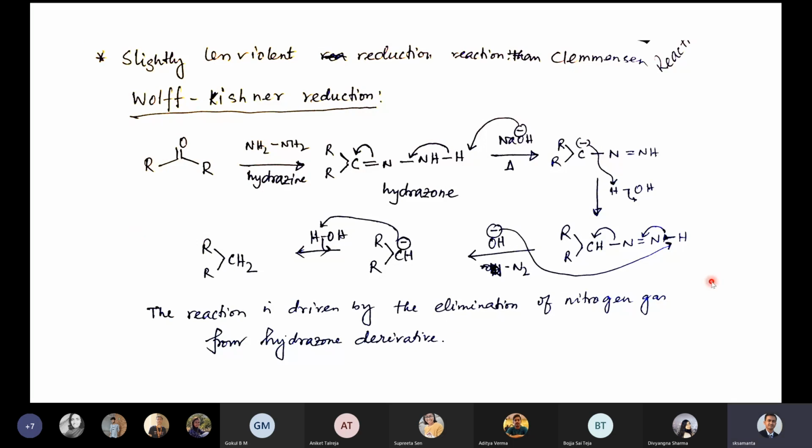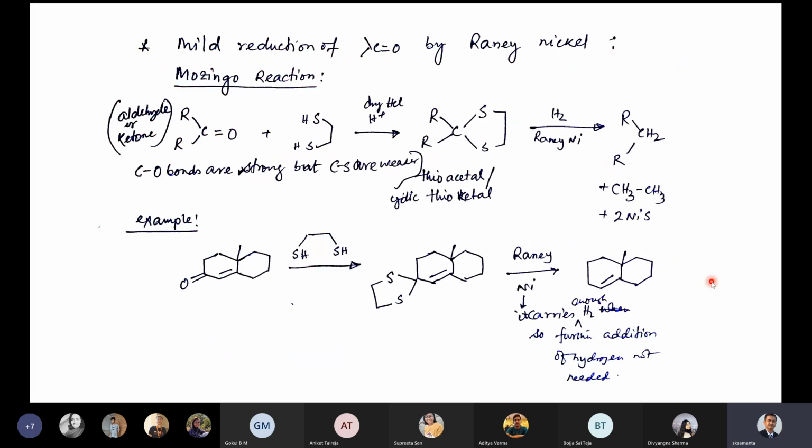And then we also have a third type of reaction, which is also very mild. It is milder than the previous one. So this uses the Raney nickel based reduction. You already know that Raney nickel and palladium charcoal are used mainly for the C double bond C bonds.